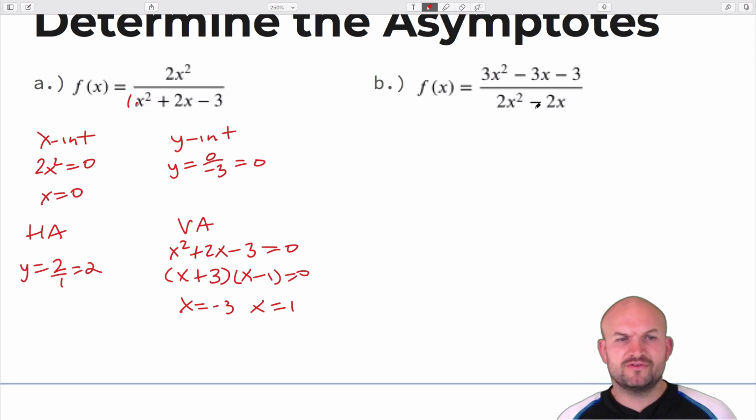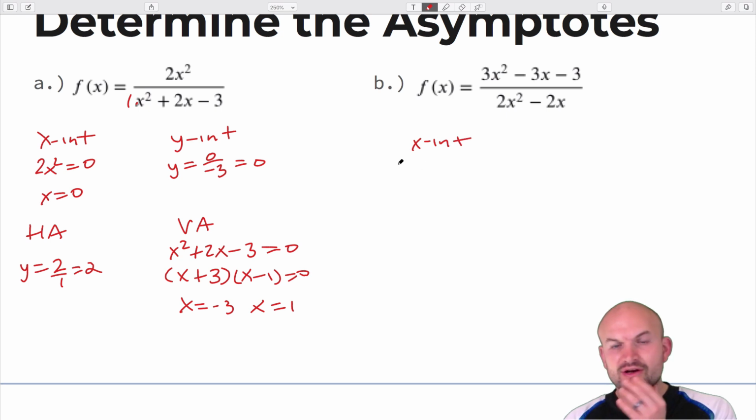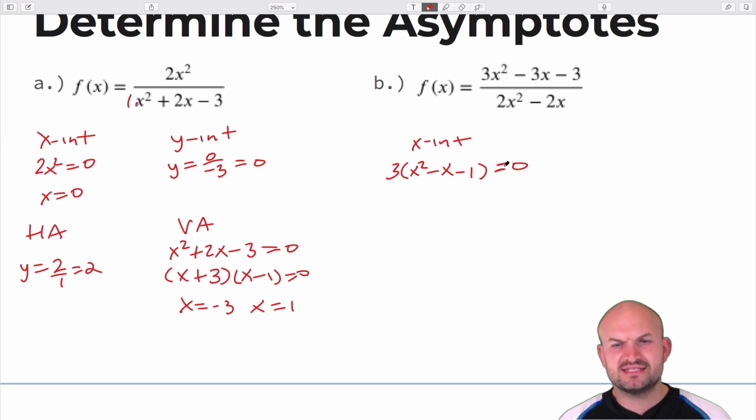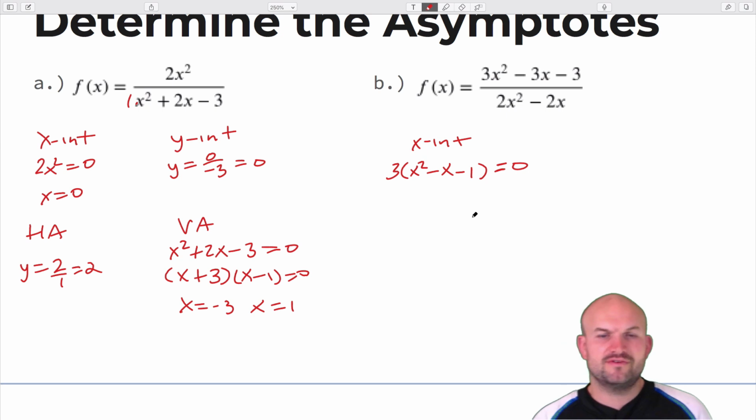All right, so for the next example, let's kind of go through. X-intercept again is setting my numerator equal to 0. I'm going to factor out the 3 because I recognize that. X squared minus x minus 1. That's not going to be factorable. But, yeah, dang it. Are you serious? All right. So that's not going to be factorable, so that's not any fun, but let's go ahead and figure it out.